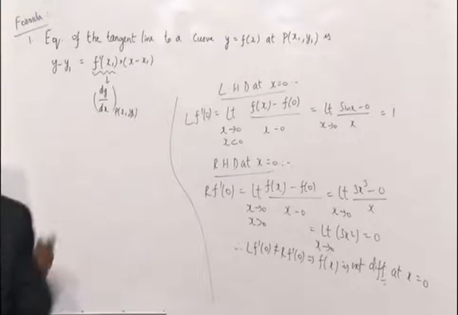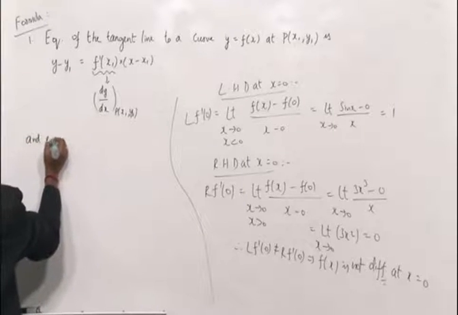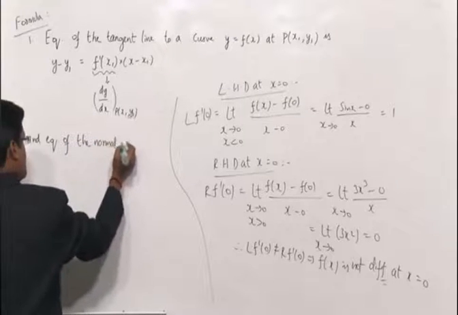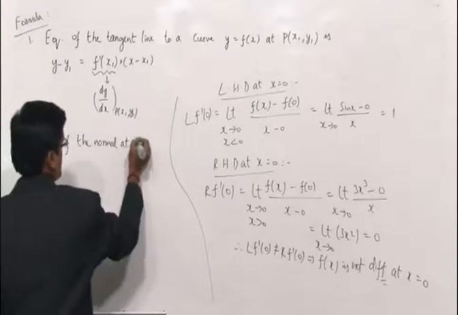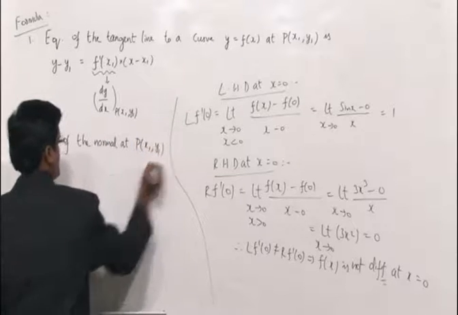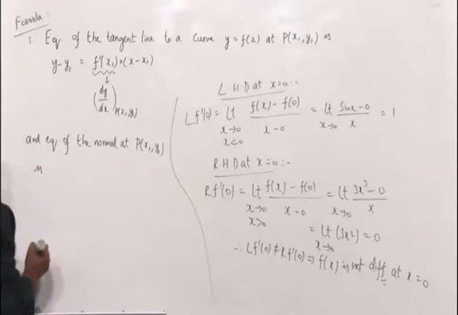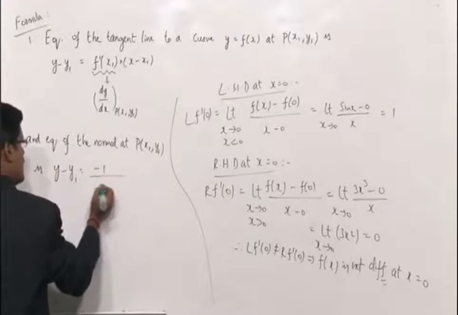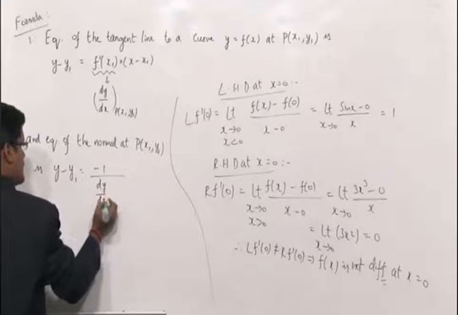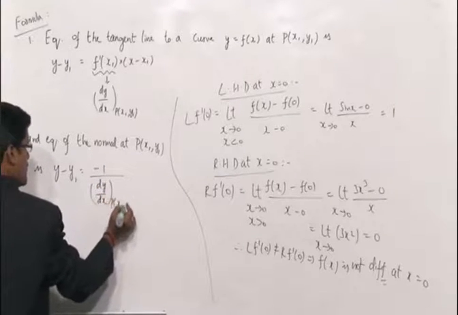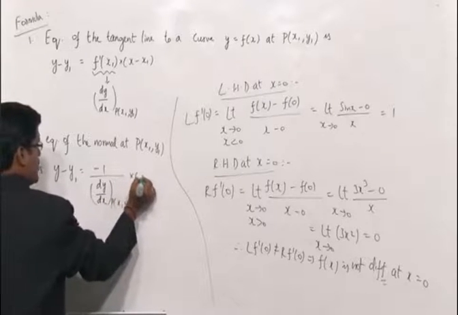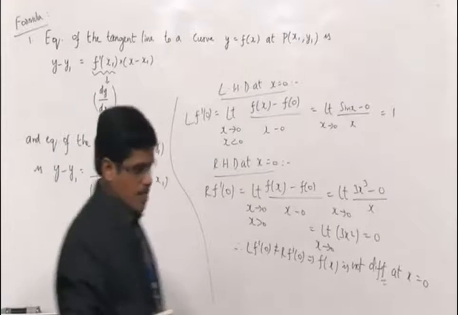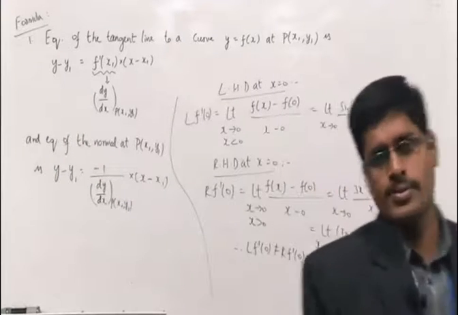And the equation of the normal at P(x1, y1), this is one of the applications of derivatives, is y minus y1 is equal to minus 1 by dy/dx at P(x1, y1) into (x minus x1), because tangent and normal are always perpendicular to each other. The product of their slopes is equal to minus 1.